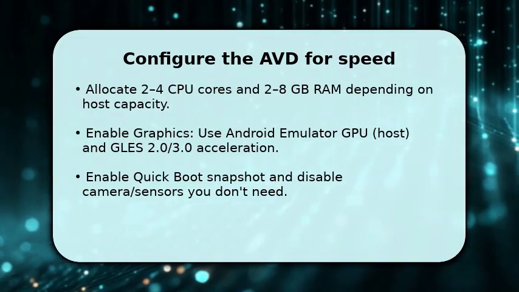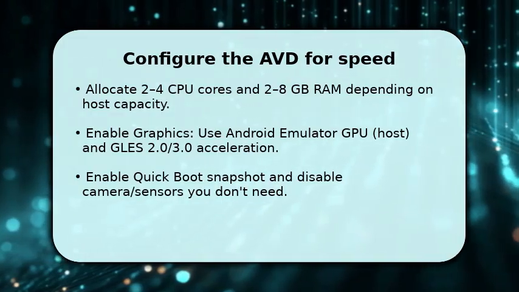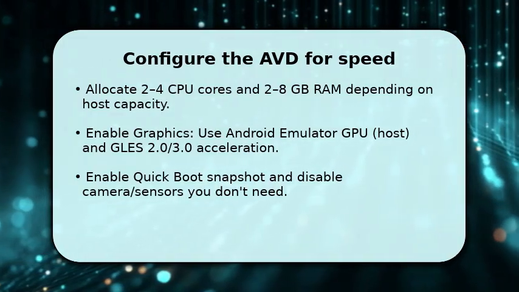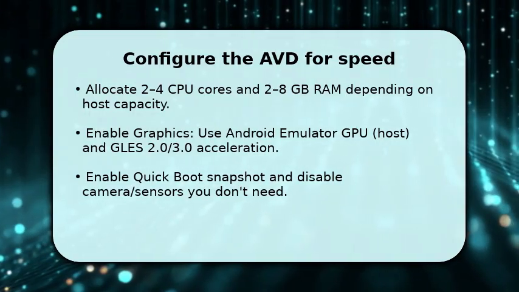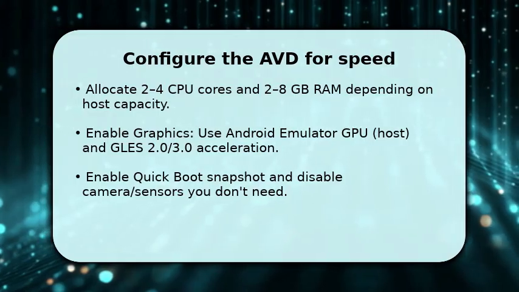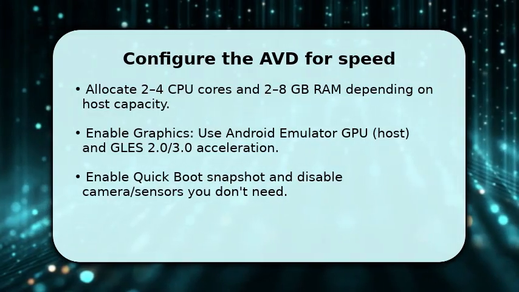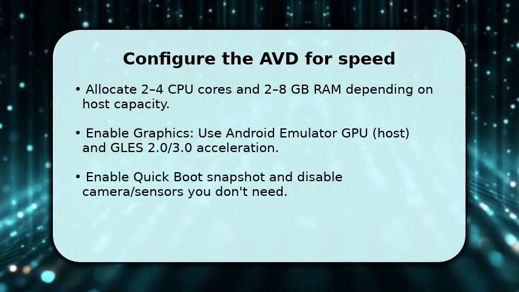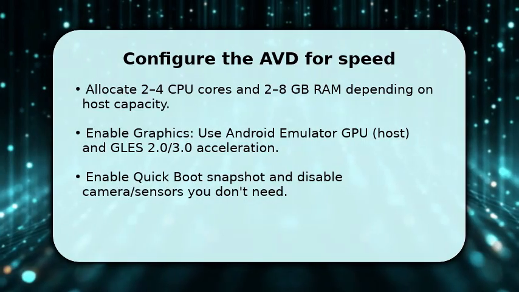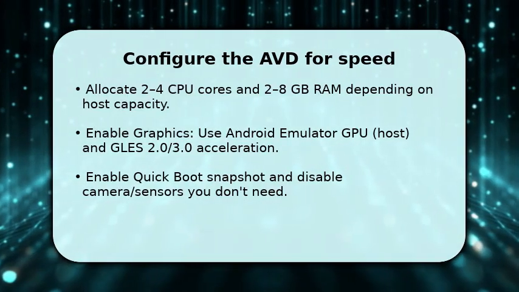Then switch graphics to use the host GPU and GLES acceleration, so rendering moves off the CPU. Turn on quick boot snapshots to skip full cold boots and disable unused peripherals like virtual cameras or sensors to reduce overhead. Together, these settings let the emulator behave like a real device without wasting host resources.